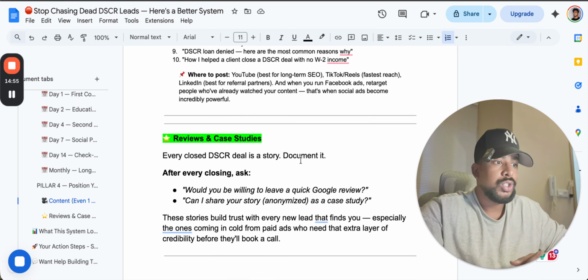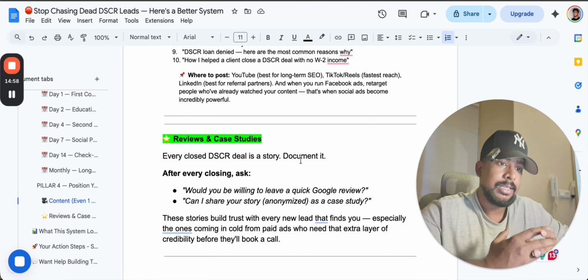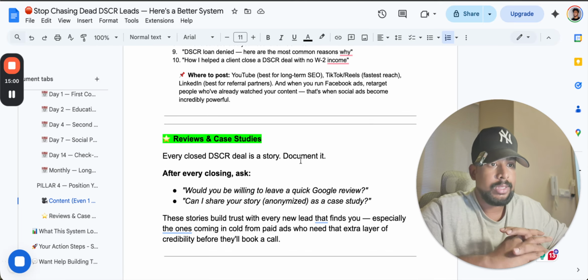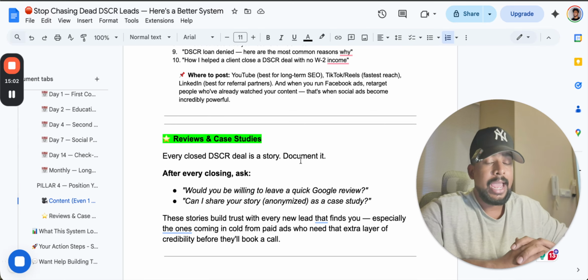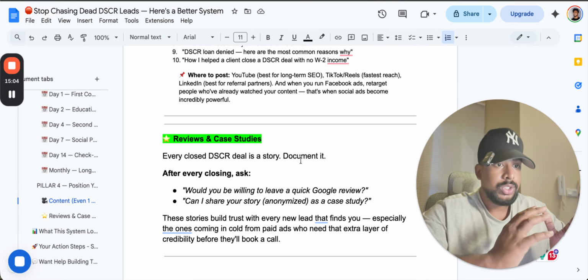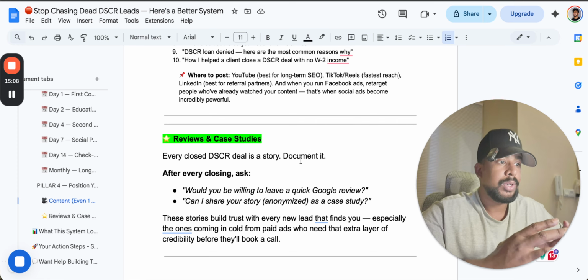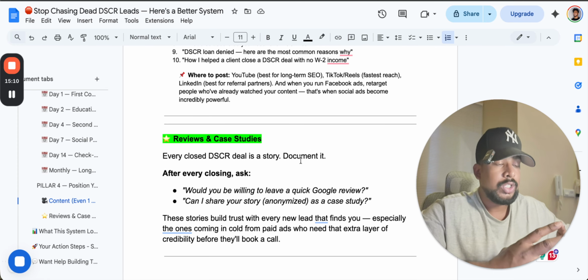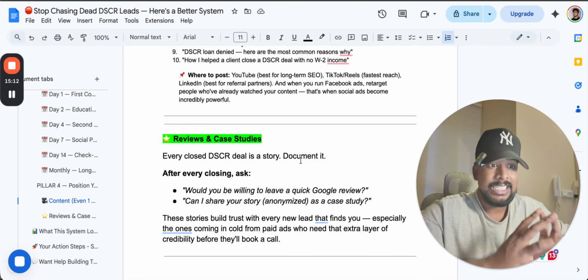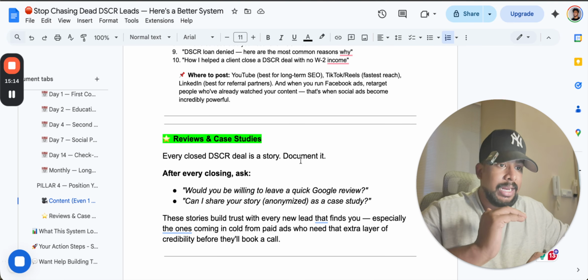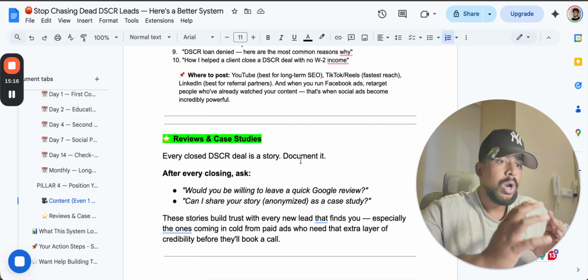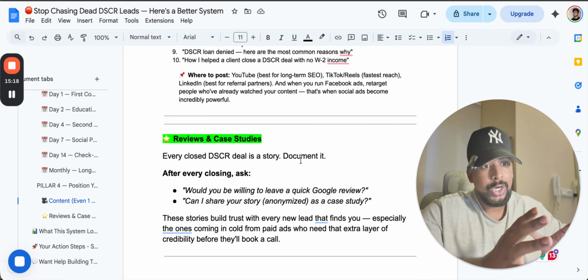Lastly is posting about reviews and case studies. Guys, this is by far the strongest thing you can do, and I don't see a lot of front offices do that, and the ones who do are ahead of the time. They are putting out case studies, documenting the whole journey. So every closed DSCR deal is a story. Document that, maybe in an email, maybe with a video, whatever suits you the best way, but document it.